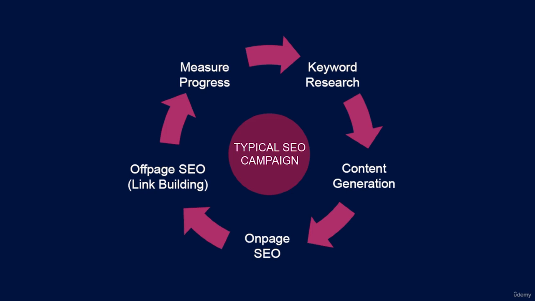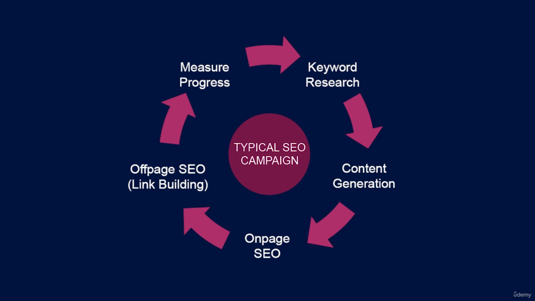Once you've found a list of all the keywords you want to target, you then move on to the next step, which is content generation. Here, you want to come up with content ideas you can blog about on your website. The main idea here is that you want to blog about the keywords that you found in the keyword research process. This is exactly why keyword research comes first.